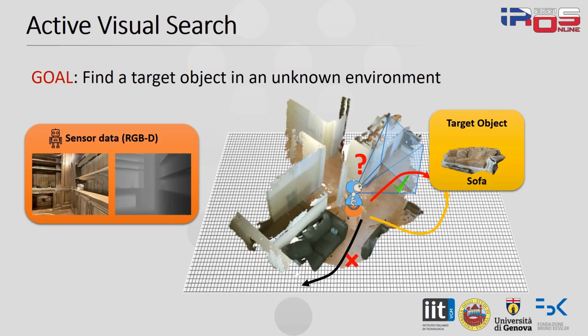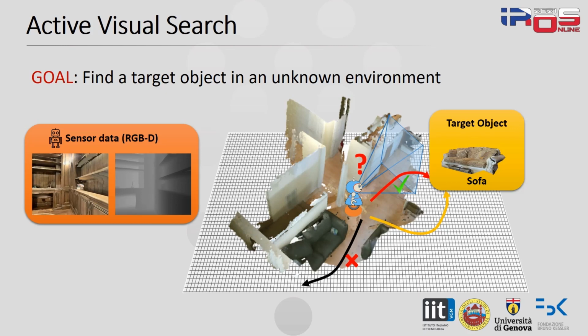In this work, we focus on a task for embodied AI that is called active visual search. In this task, we have an autonomous agent equipped with an RGBD camera that is tasked to explore an unknown environment, searching for a target object. For example, a sofa in an unknown room. The agent takes as input the RGBD stream and then at each time step has to predict a movement action to explore the environment efficiently in order to successfully reach the target object in as few moves as possible.